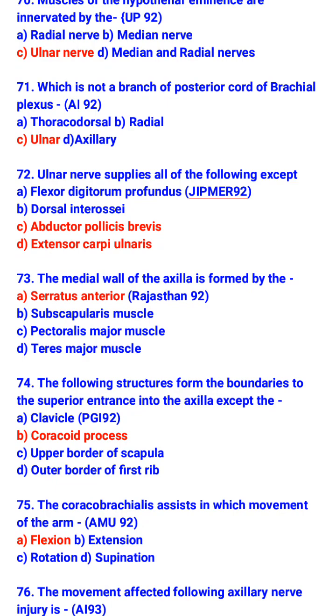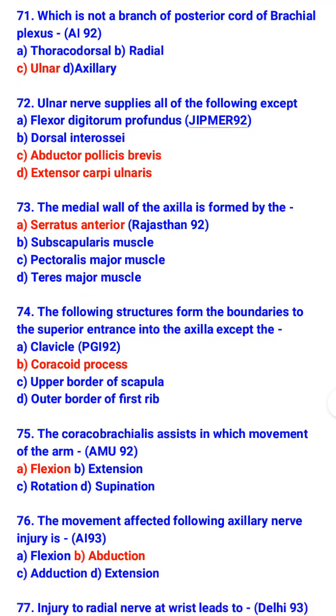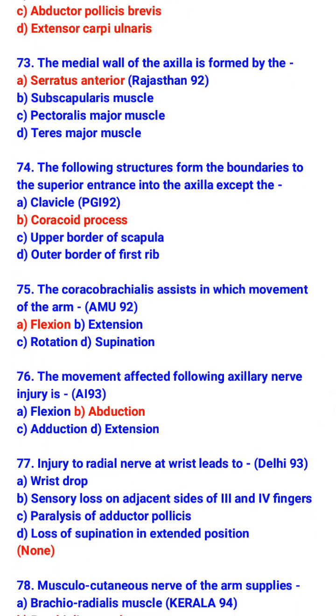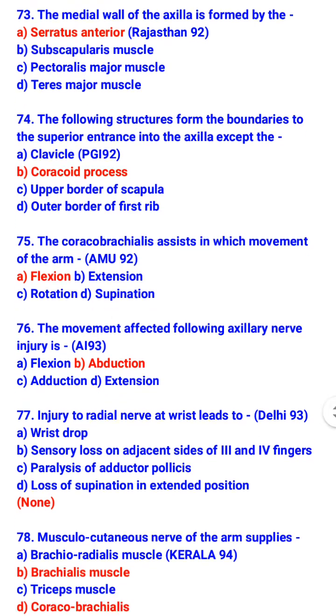So ulnar nerve supplies flexor digitorum profundus and dorsal interossei, but it does not supply abductor pollicis brevis and extensor carpi ulnaris. The medial wall of the axilla is formed by serratus anterior. The following structures form the boundaries to the superior entrance into the axilla except the coracoid process. So which structures form the boundaries to superior entrance into axilla? Clavicle, upper border of scapula and outer border of first rib.